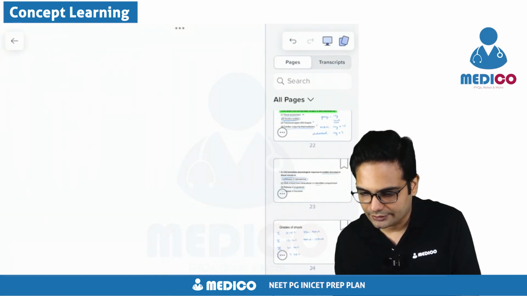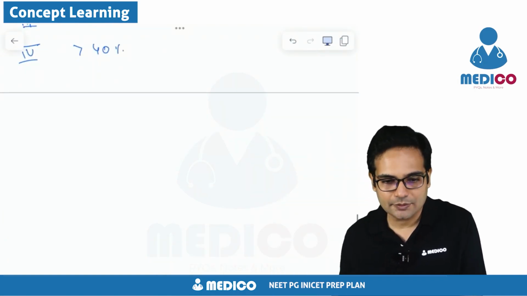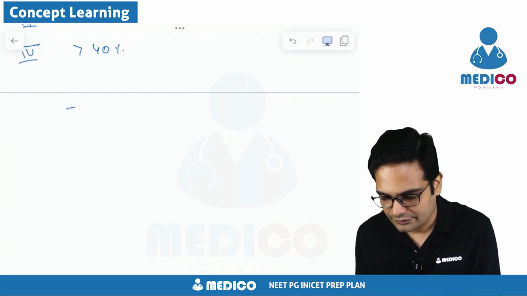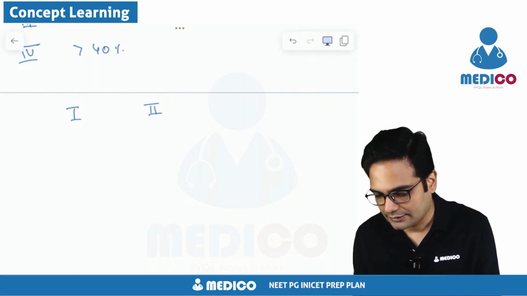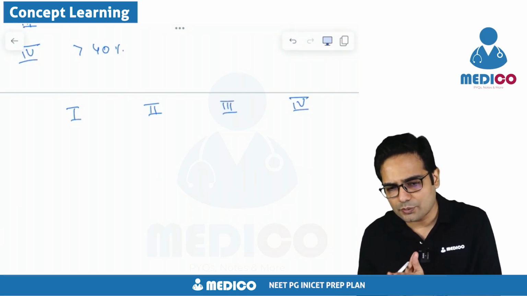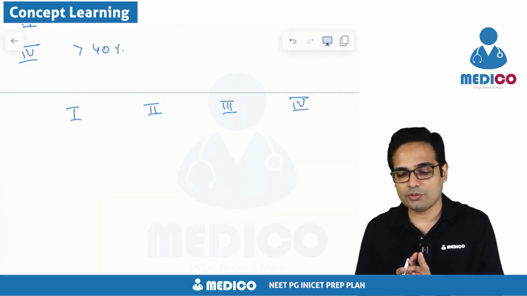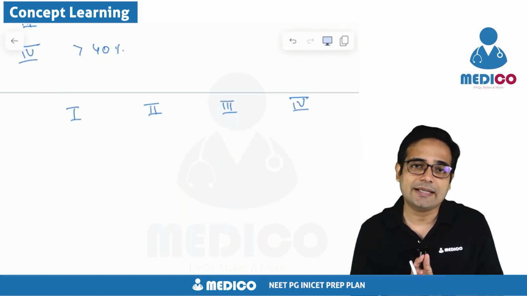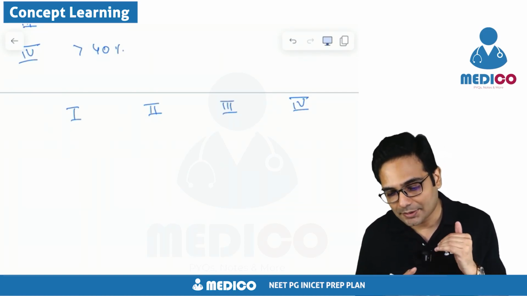So now what are the changes that happen in these grades of shock? Let us look at those. So a very important table which is drawn in Bailey and Love. So grade 1, grade 2, grade 3 and grade 4. Now grade 1, that is class 1 hemorrhagic shock, the amount of blood that is lost is the same amount that you can donate. It is the maximum amount that you can donate.